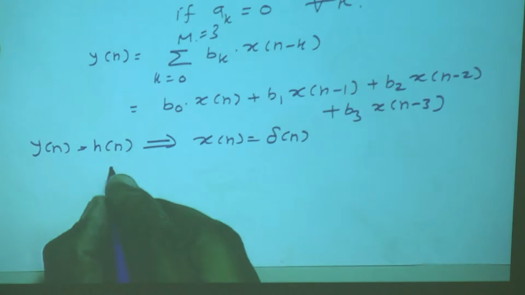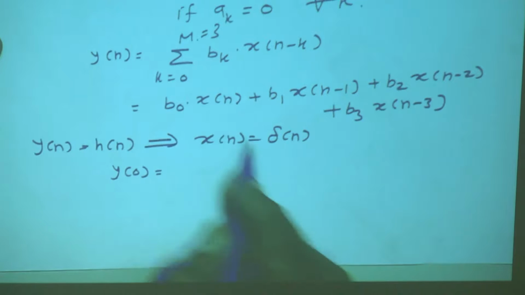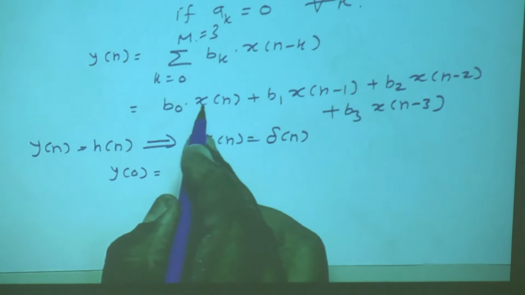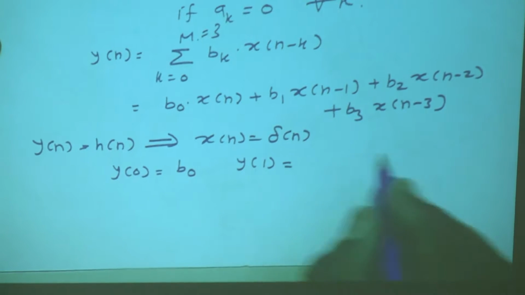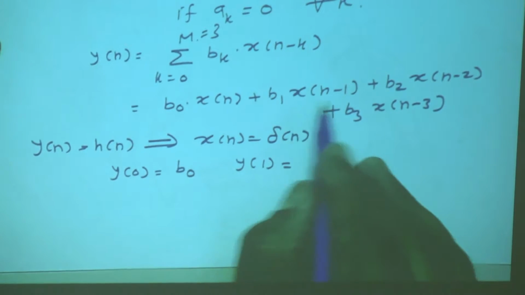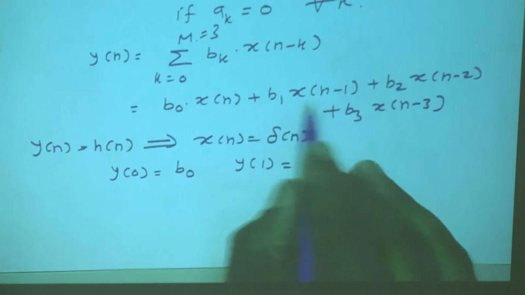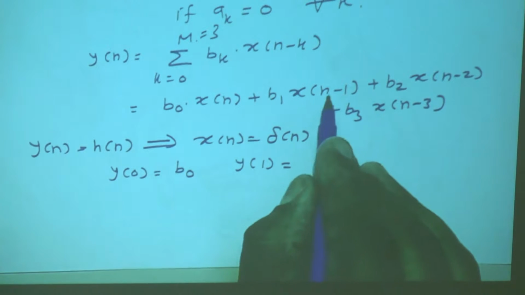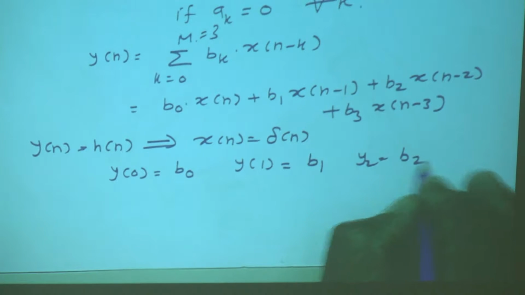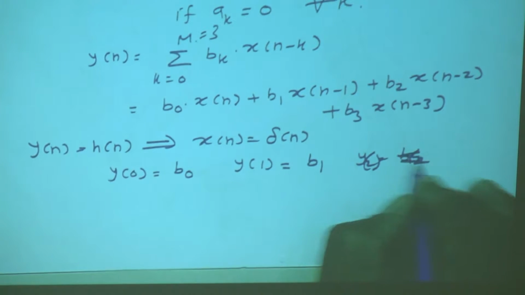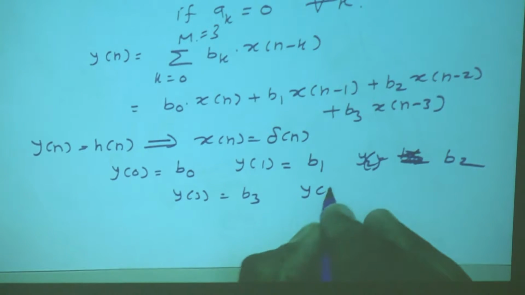So, what is y of 0? From here y of 0 is b0 times x of 0, and when x of n is equal to delta n, x of 0 is 1. So, y0 is b0. What is y1? x of n is 0, now x of n minus 1 becomes 1 at n equal to 1, all right. So, y1 becomes b1, y2 becomes b2, y of 3 becomes b3, and y4 becomes 0, all right.